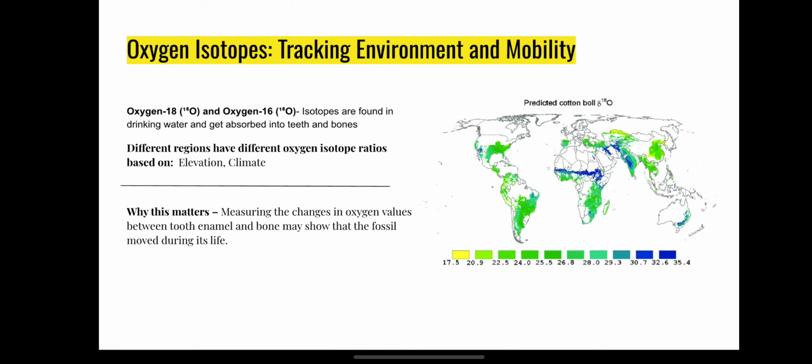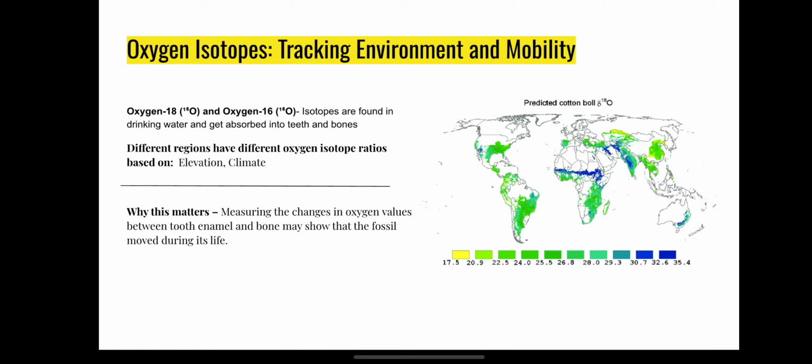In addition to diet, isotopes can also tell us about the environment the fossil was in or may have moved to, and for that we use oxygen isotopes. Oxygen-18 and oxygen-16 are absorbed into our bodies through drinking water. Different water sources have different oxygen isotope ratios, depending on things like elevation and climate. The oxygen signature in somebody's bone or teeth reflects the region they live in or lived in.